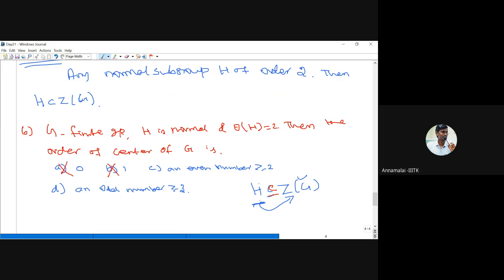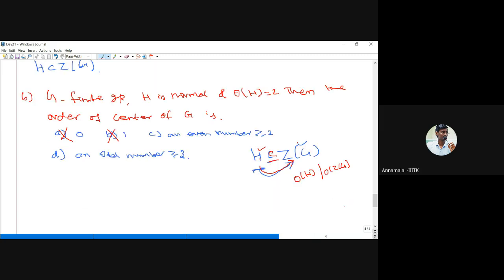Since H is a subgroup, and H is a subset of Z of G, and Z of G is also a subgroup, H can be viewed as a subgroup of Z of G. Therefore, by Lagrange's theorem, the order of H divides the order of Z of G. So the order of Z of G is some k times the order of H. But the order of H is 2, therefore 2 times k. Therefore, it's an even number. So the order of Z of G is an even number. Therefore, the correct answer is C.